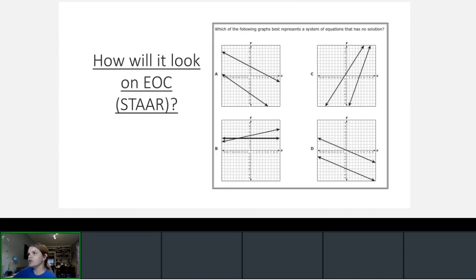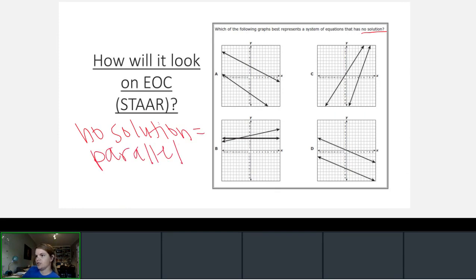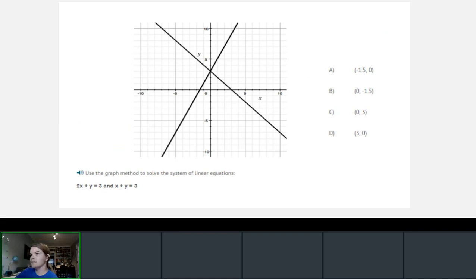Okay, so how will it look on the STAR? You might get a question like this. Which of the following graphs best represents a system of equations that has no solution? So no solution means we're looking for parallel lines. So we want lines that do not intersect. So we know B is not it. As you can see, C, they're getting closer together, so they're going to intersect. And what we want to do to be 100% sure is count our slope. So you can kind of tell that A is not exactly parallel. They're getting closer together up here. Okay, so that's one way that you might see it on the STAR.